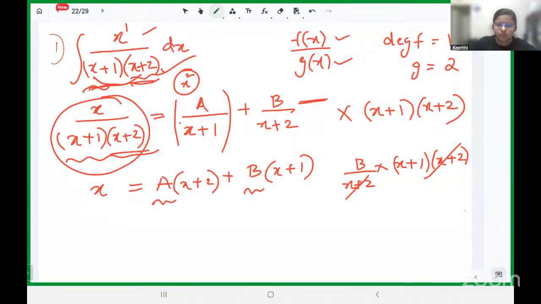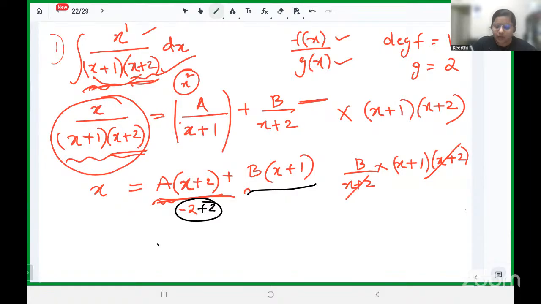Here it is much easier to find out the constants a and b. Here what I'm going to do is put minus 2 in the place of x. If I put x equal to minus 2, what happens here? This term will become minus 2 plus 2. Minus 2 plus 2 is nothing but 0, right? So 0 into a will become 0. So that term gets eliminated. So what is remaining there? Only this term, right? So from that we will get the value of the constant b.